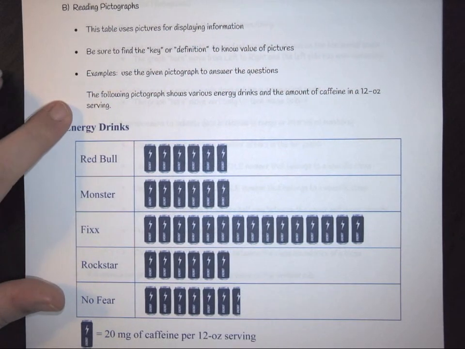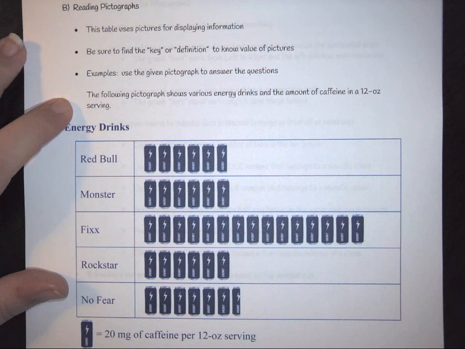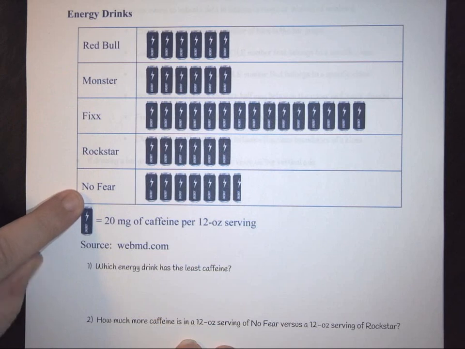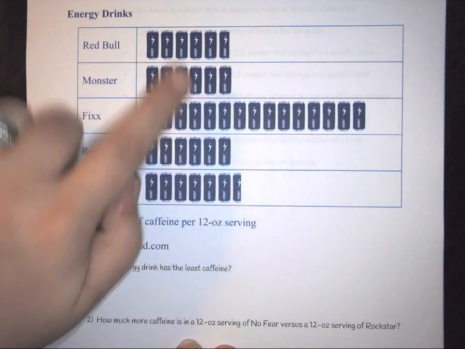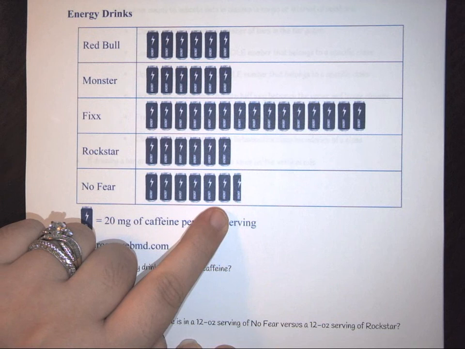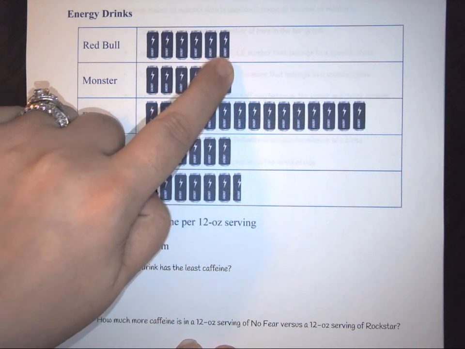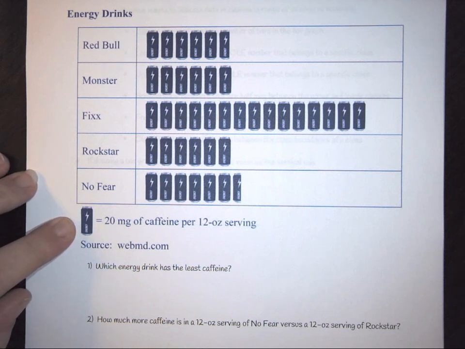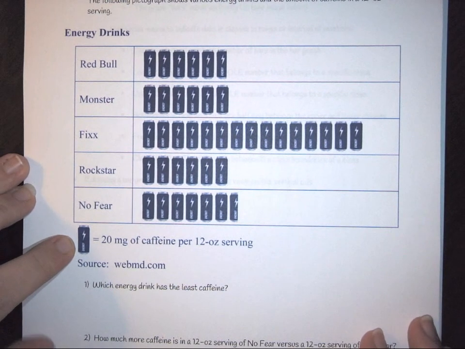So here, the pictograph shows various energy drinks and the amount of caffeine in a 12-ounce serving. Notice I have a bunch of different energy drinks here, and a bunch of different cans. And notice a couple of these cans are not all the way. They're kind of cut. So here it shows you that one can is equal to 20 milligrams of caffeine per 12-ounce serving. So what does that mean?